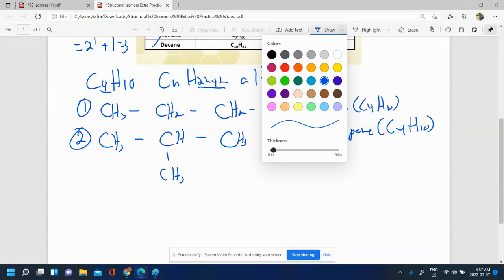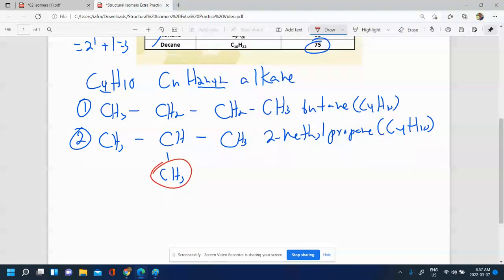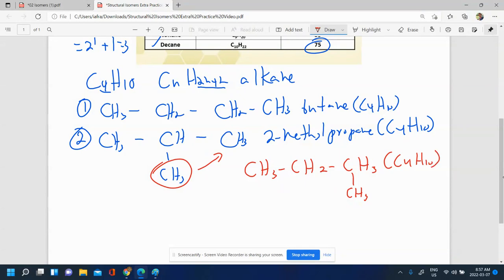So they'll say, okay, well, let me try to move this around to get another isomer. So they'll say, I'm going to take this and place it on this carbon over here. And so they'll go CH3, CH2, CH3, and they place that little branch over here, and they'll say, here's another isomer. And they'll think this is another isomer because it has C4H10. But what you'll notice is this is not a new isomer from the ones you did above. This is actually just butane.